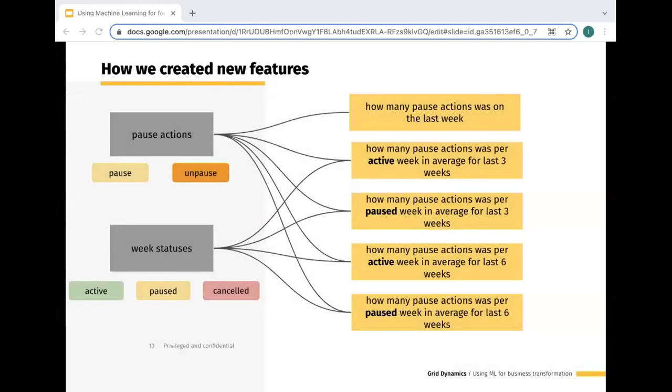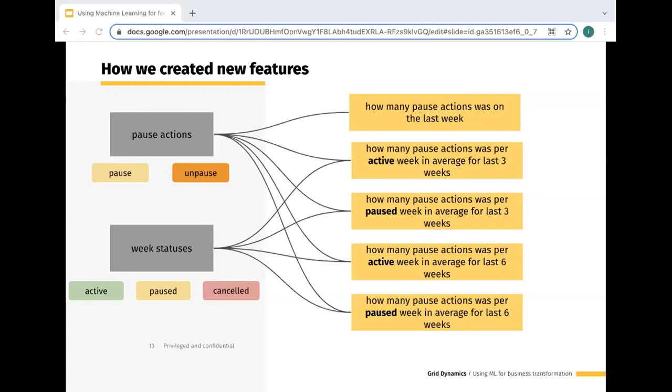And here you can see how we created new features based on the sources that we have. On the slide, you can see that the features on the right side of the slide have two sources, but in fact they have 3 dimensions because we don't only use these 2 sources. One of them is pause actions, and it includes pause and unpause actions for every client and the time for that. And the second source has a status for every week from the client registration. So we have 3 dimensions: pause actions, week statuses, and the timeline of these actions.